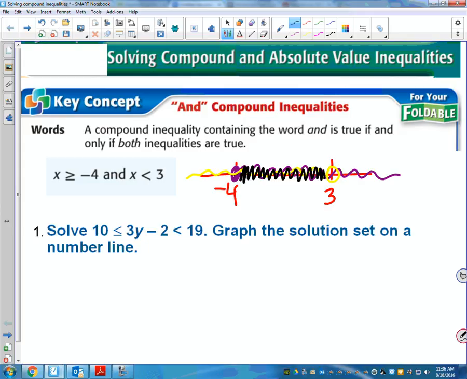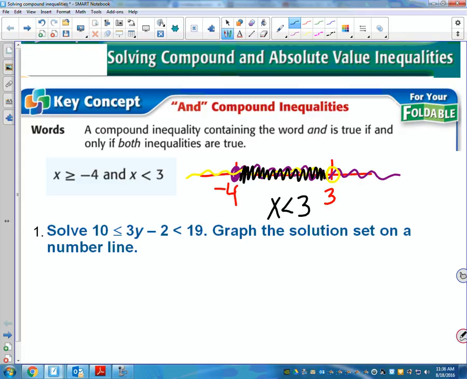Another thing about and inequalities is you can write them all as one thing. If that confuses you, you can always separate it. But as you can see right here in example 1, you can always write them as one thing because it's at the same time. So another thing that you could do is to write this. I could say x is less than 3 and it's greater than or equal to -4.